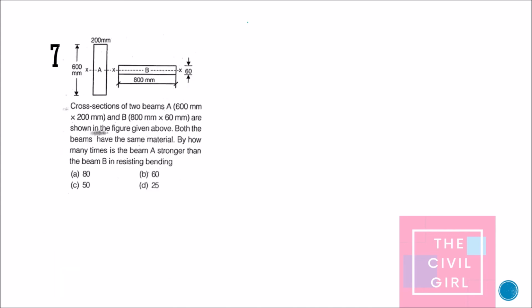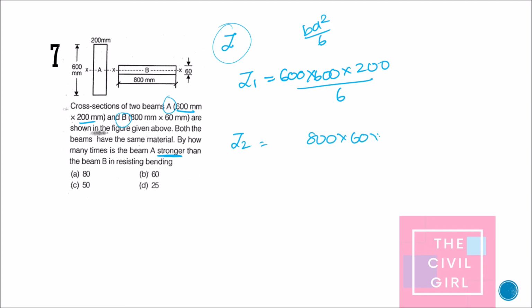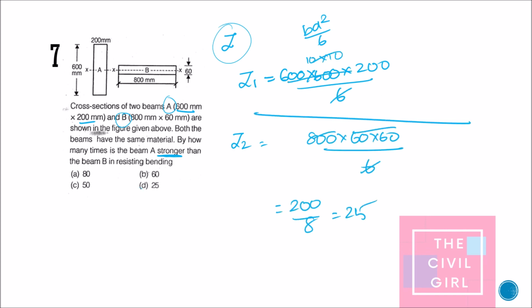Next question. The cross sections of two beams A and B are shown in the figure. Both the beams have the same material. By how many times is beam A stronger than beam B? They have asked for strength, which means you have to go for section modulus. So the section modulus of the two beams is going to be compared. The section modulus of the first beam is... the answer is option D.